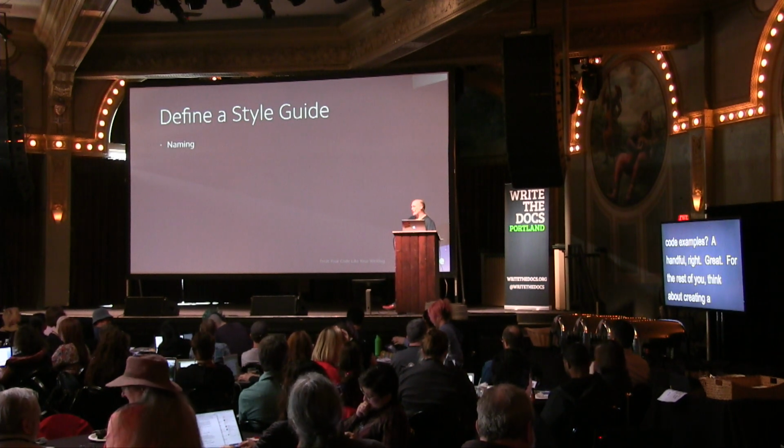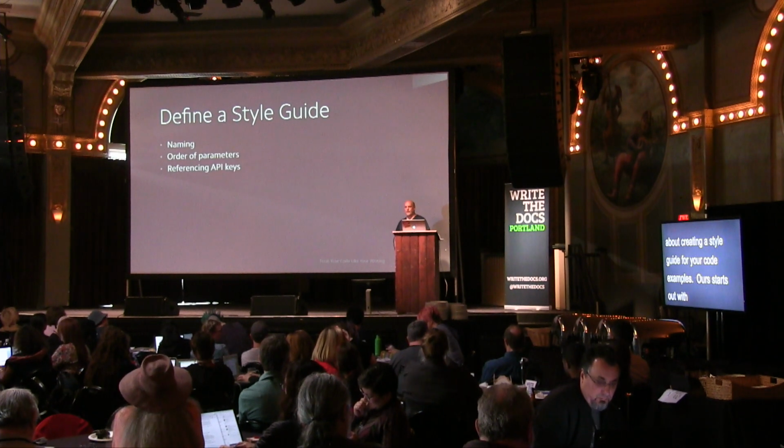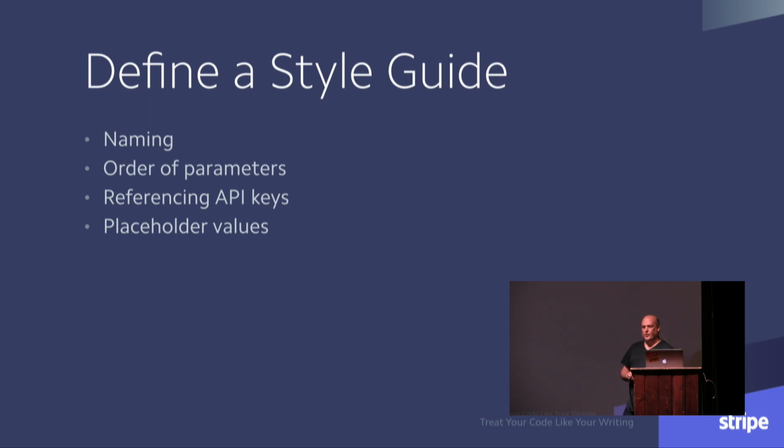Ours starts off with general rules for naming, order of parameters, how you reference the API keys, placeholder values, which I just showed you, and comments. For example, have a rule about when you do and do not use comments in your code. For us, we use comments primarily for pointing out things that are not obvious or situations in which it's not going to copy and paste perfectly. Make a comment about that.